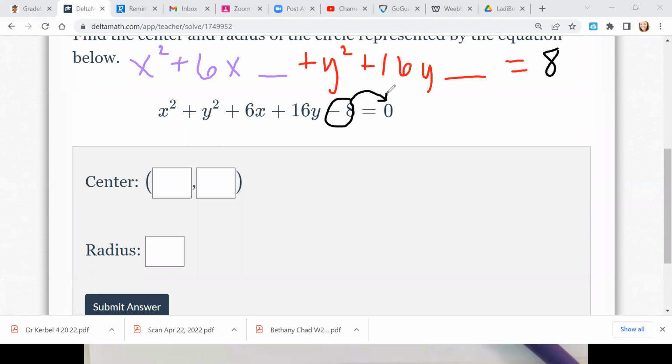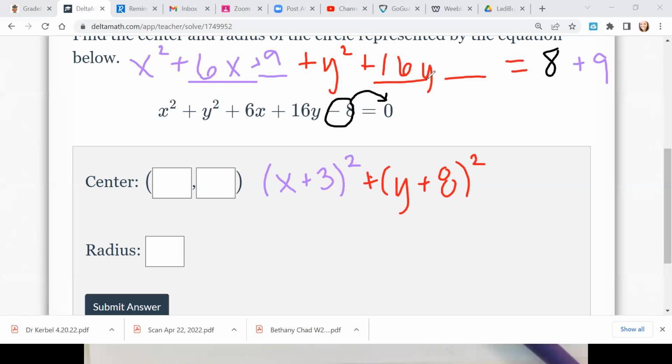Okay, then what do I do from there? I can only take half, so if it's a 6, what's half of that? x plus 3 squared. And then what is 3 squared for me to put in the blank? +9 here and +9 here. Okay, now let's do our y's. We had 16 in the middle. What's half of that? y plus 8. And then what's 8 squared for me to fill in the blank? 64, and then 64 here.